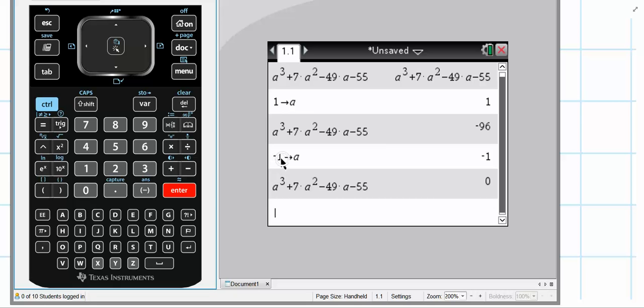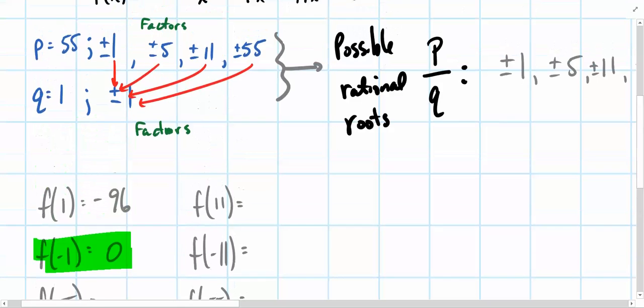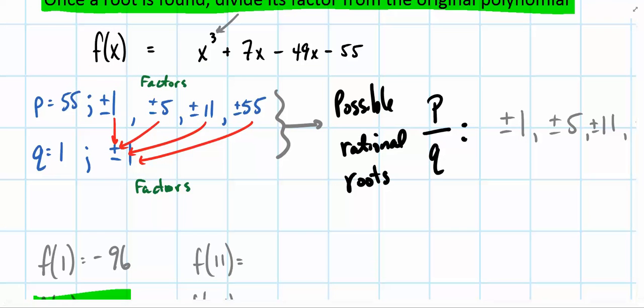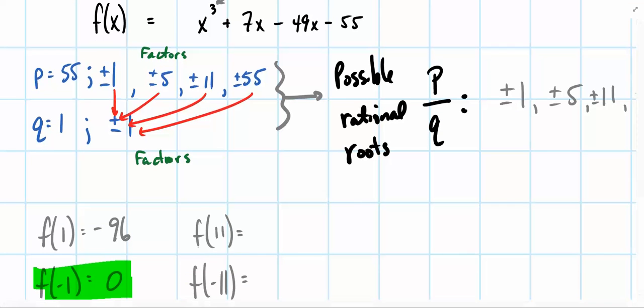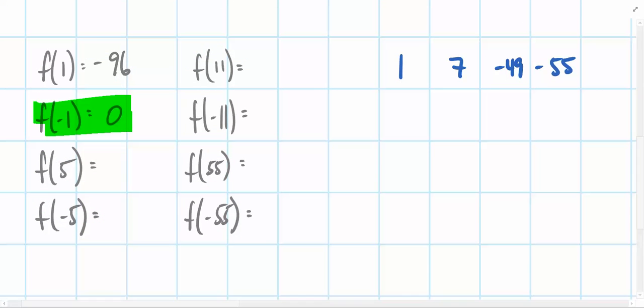And sure enough, when A is equal to negative 1, we get a 0. So I'm going to stop here at this point and now use synthetic division to break down the original polynomial. And with synthetic division, I'll just use the coefficients. So I need the coefficients 1, positive 7, negative 49, and negative 55.